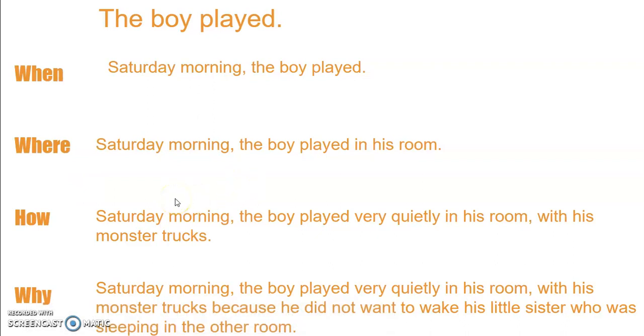So let's reread this sentence again. Saturday morning, the boy played very quietly in his room with his monster trucks because he did not want to wake his little sister who was sleeping in the other room. It's answering all my questions. It's painting a picture in my mind about what the boy is really doing. That's what you guys should aim for. Okay, so let's do another example.